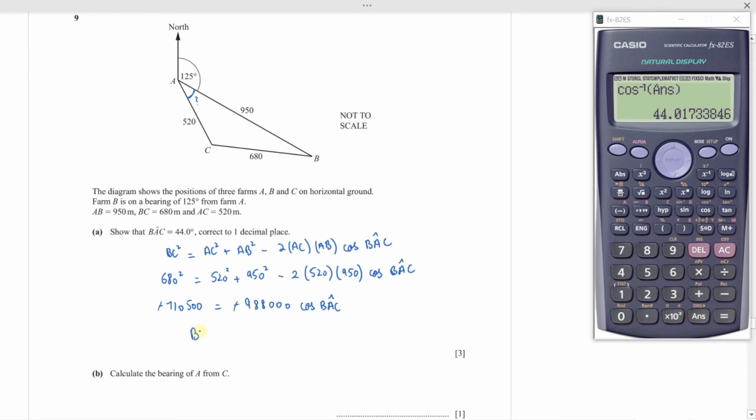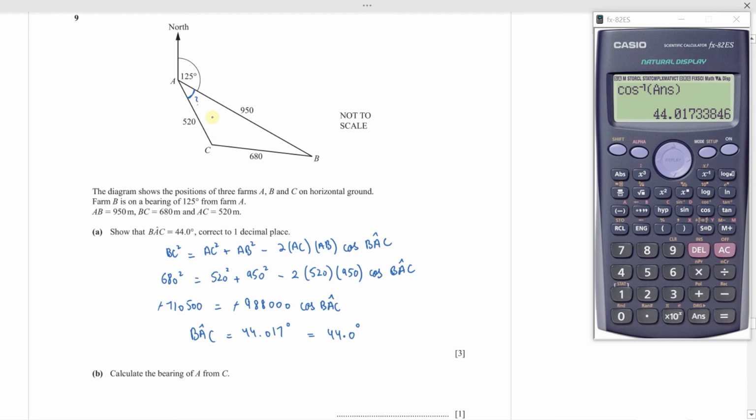So angle BAC is 44.017 degrees, and up till one decimal place, since this is a 1 here, it will be rounded down to 44.0 degrees up to one decimal place. So that's what you had to show. The next part is calculate the bearing of A from C. So bearing of A from C.